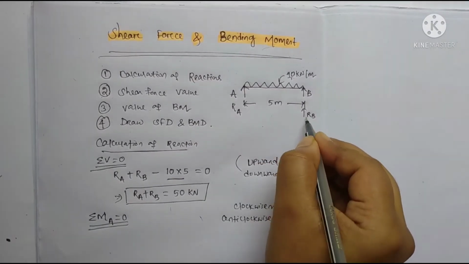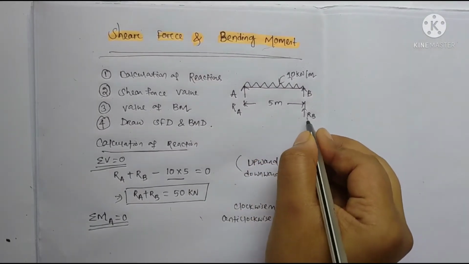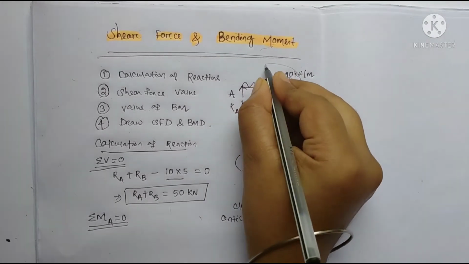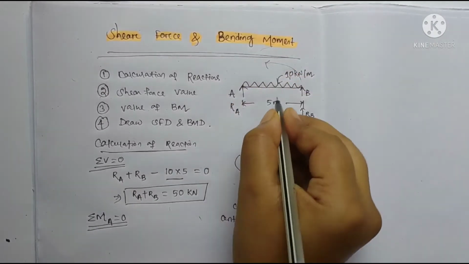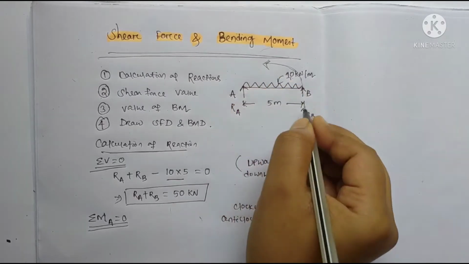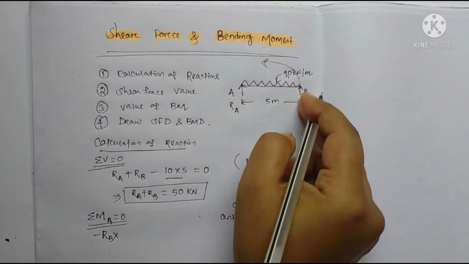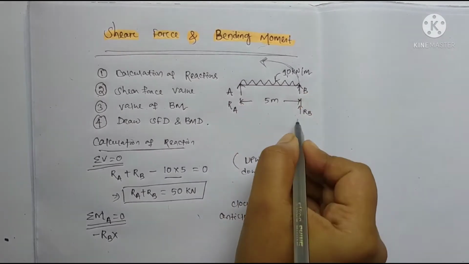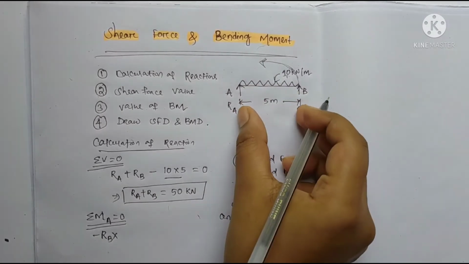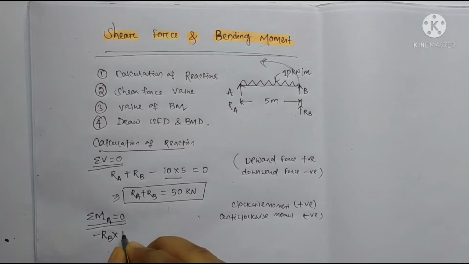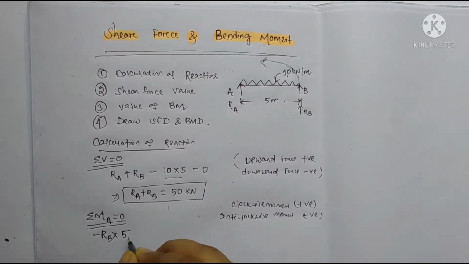First, which moment does the reaction RB give? Reaction RB gives anti-clockwise moment, so it will be negative. RB into perpendicular distance is the moment. So force is RB and the distance is 5 meter. So it is minus RB into 5.